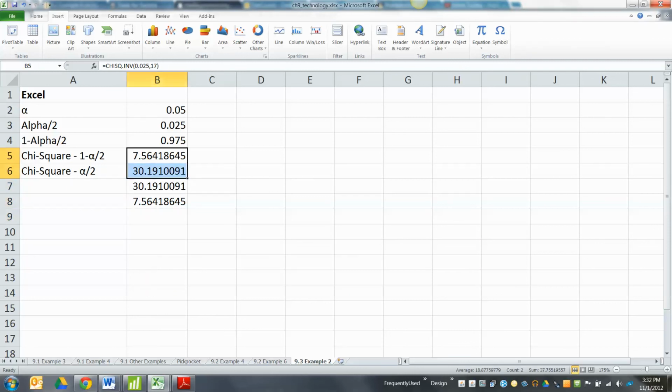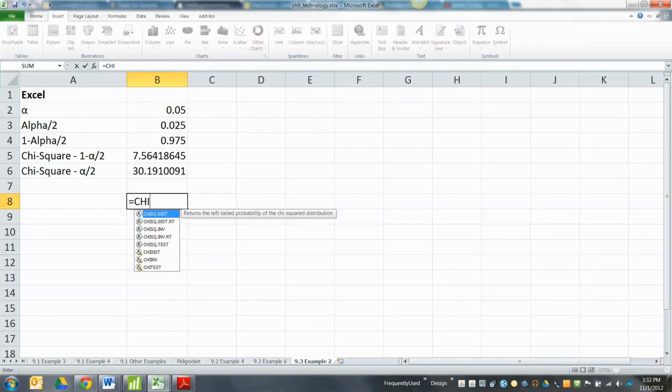So chi-square inverse does left tail like most functions. Chi-square RT does right tail just like the table does. So if you're more comfortable with that one, use that one. Use whichever one of those two you like. It's fine. Now, what about chi-square inverse, the old school? If you're stuck with old school Excel, it's a little bit harder. That's CHIINV. There's two I's in there.